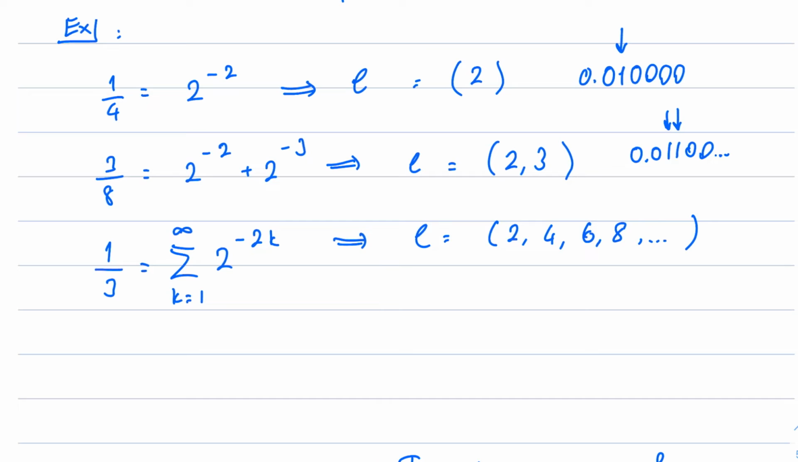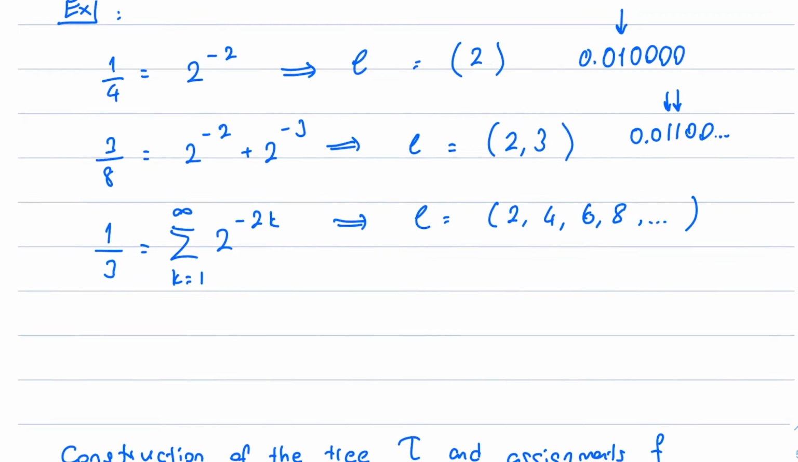And for example, p equals 3 over 8 has 2 ones, and their locations are 2 and 3, therefore the length function is 2 and 3. And similarly, 1 over 3 has ones at the even locations, therefore its length function is 2, 4, 6, 8, and so on.